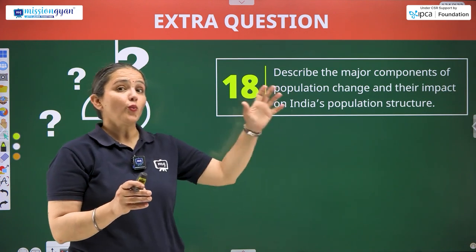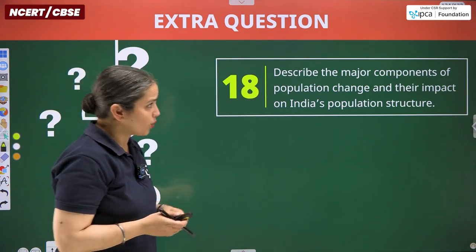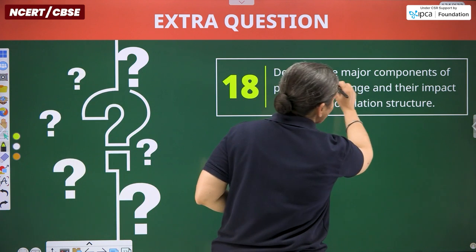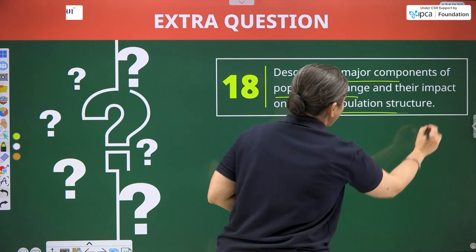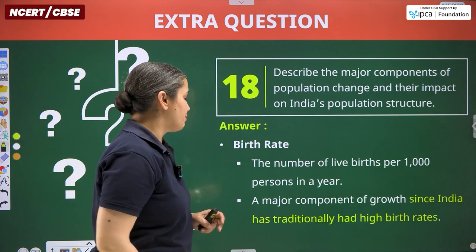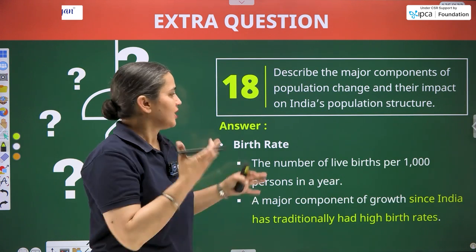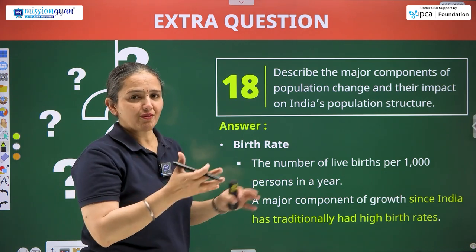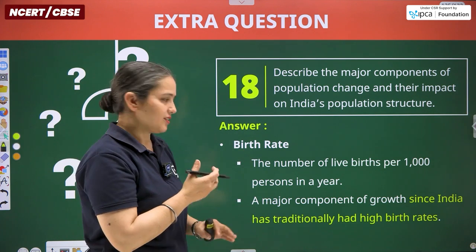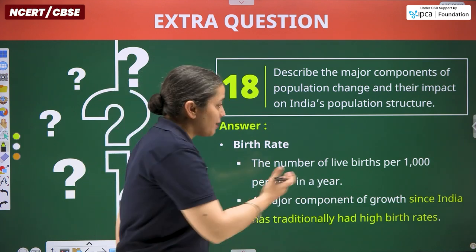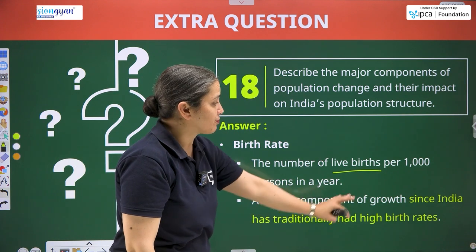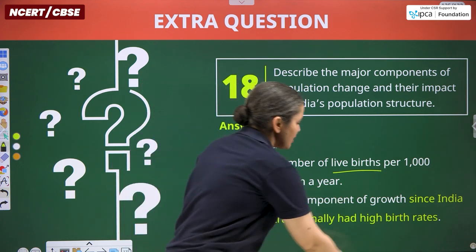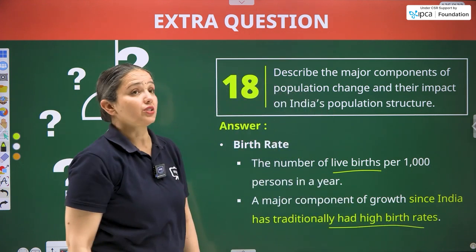And continuing with this question answer series, we have one more. Describe the major components of population change and their impact on India's population structure. Very important question. So, we have to talk again about the common features. Birth rate, the number of live births per 1,000 people in a year, is a major component of growth since India has traditionally had high birth rates.